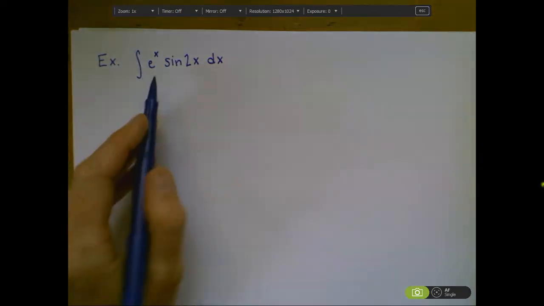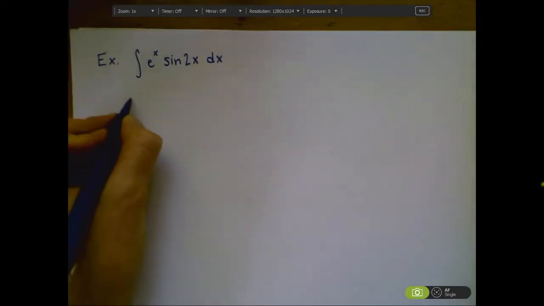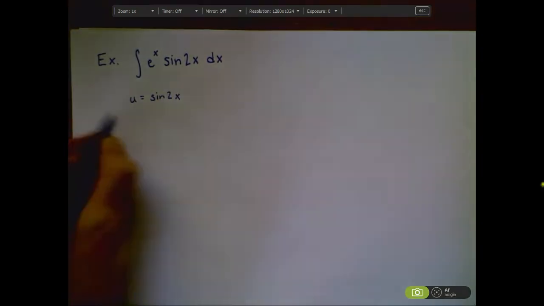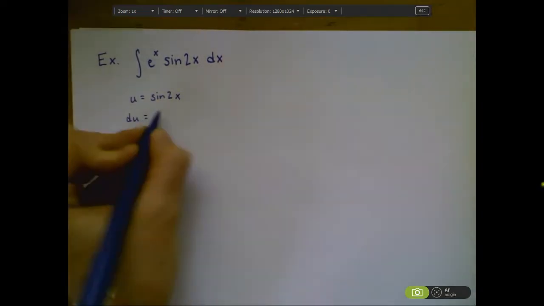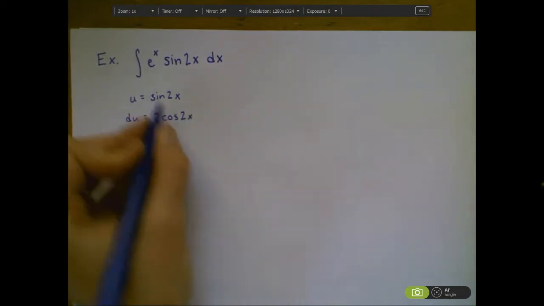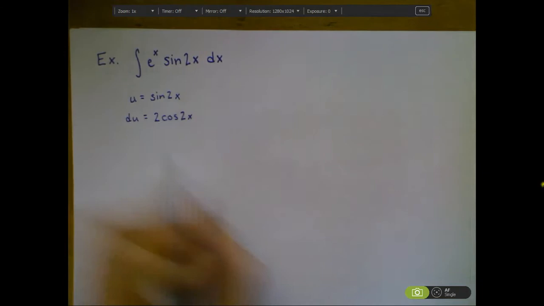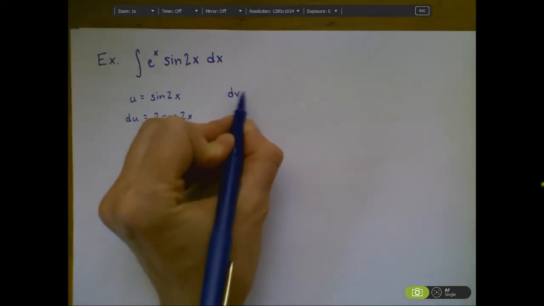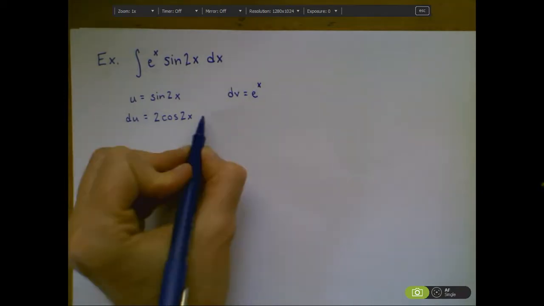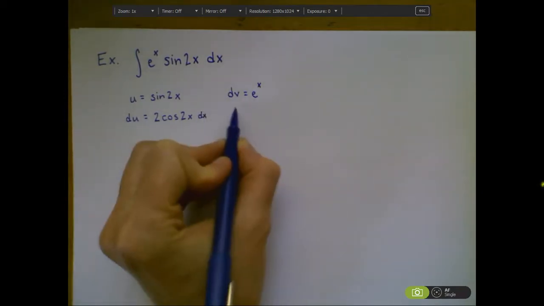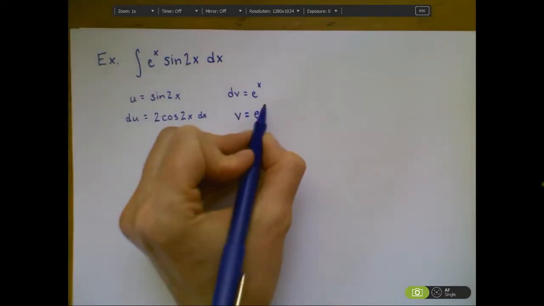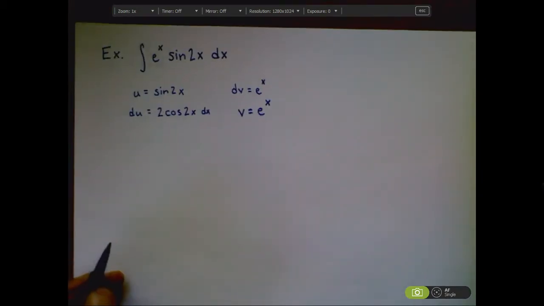So I would just try thinking about my u part being equal to sine of 2x, because then du is just going to be 2 cosine 2x using chain rule. The derivative of sine is cosine and the derivative of 2x is 2. My dv is equal to e to the x sine 2x dx. And then my v is going to be equal to the antiderivative of e to the x, which is still just e to the x.